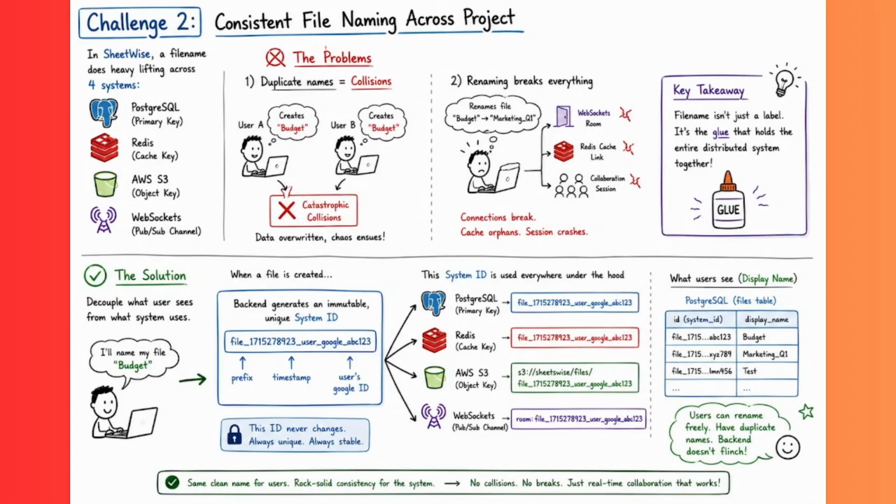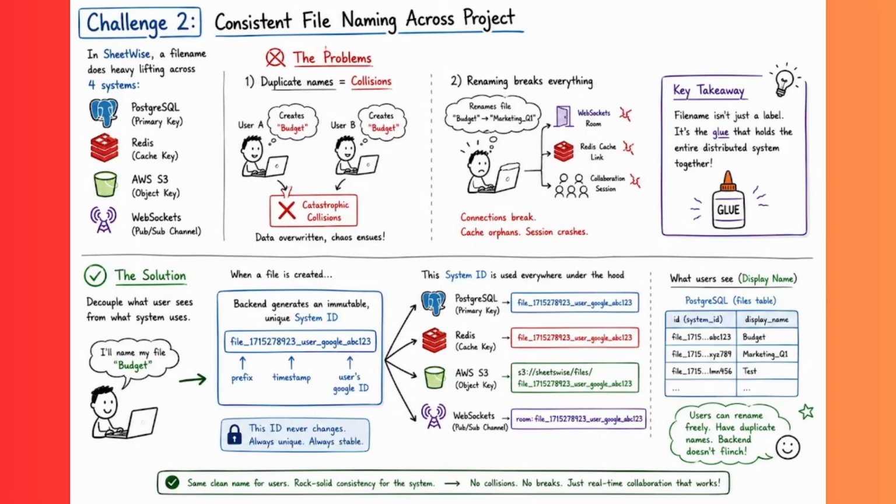If two different users both created a file called budget.csv, S3 would just cheerfully overwrite one with the other. Even worse, if someone renamed a file while their team was actively editing it, the WebSocket connection would lose track of the room, the Redis cache would drop the data, and the whole session would just crash. I had to completely decouple what the user sees from what the system sees.